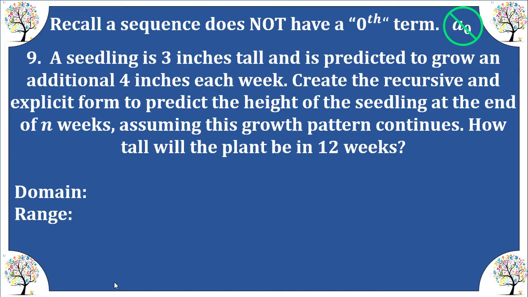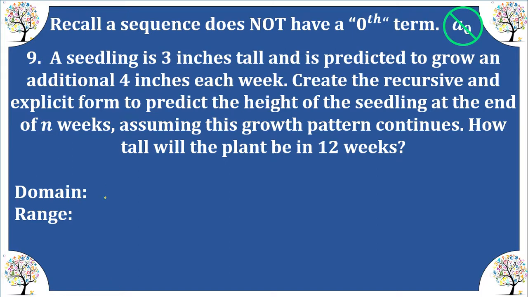Let's read this one. A seedling is 3 inches tall and is predicted to grow an additional 4 inches each week. Now, the seedling starts out at 3 inches, but that's not in week 1. That's in quote unquote week 0. That would be the 0th term, which a sequence does not have. That would be useful if we were writing a typical linear function y equals mx plus b, but we're talking about an arithmetic sequence. And so we begin with 3 inches, but after week 1, it will be 4 inches taller, which is 7 inches.